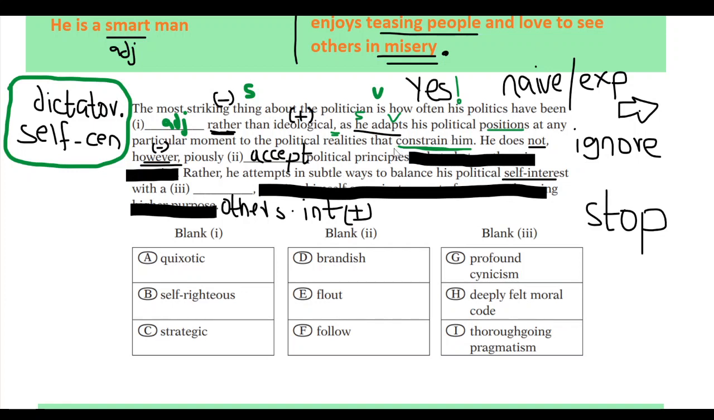So here's the question. If he's saying yes to the ideologies that are opposing him, would dictatorship or self-centered make sense, that his politics are related to selfishness and dictatorship? That wouldn't make sense. Why? Because he is accepting the resistance. He is accepting the positions that kind of go against him.